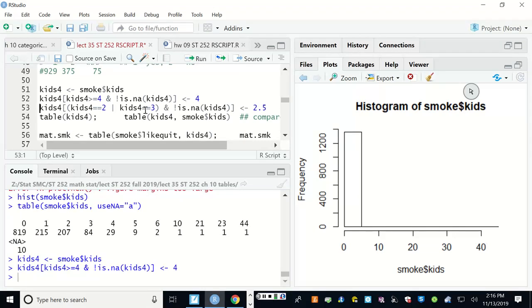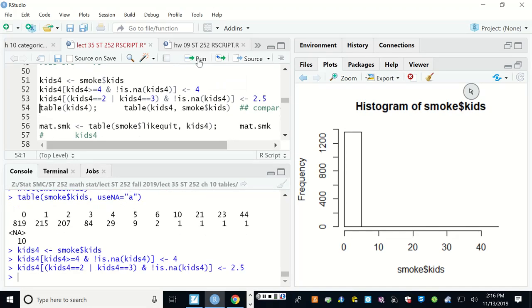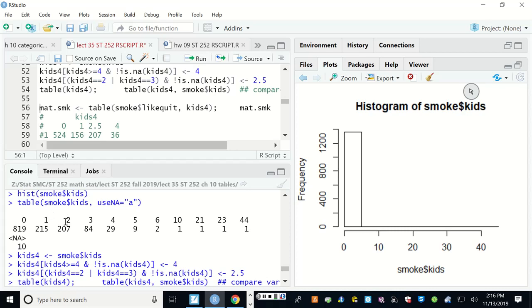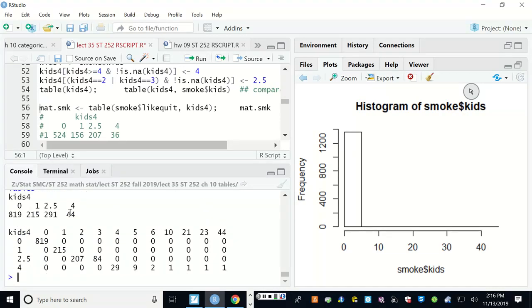If it's 2 or 3 and it's not missing, I'm going to put it as 2.5. I could call it 2, could call it 3. I'm not really going to use these numerically. They're going to be categories. So here's my new table. Here's kids4 versus kids. Here's kids4: 819, 215, 291, that was the number 2 and 3 added together, and all these others add up to 44. 44 had 4 or above, not counting the missing.